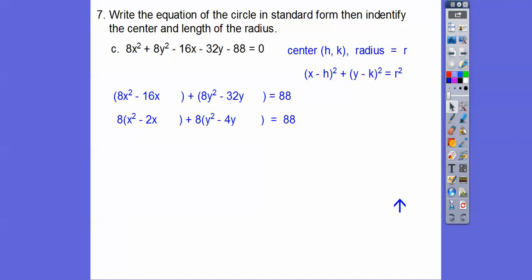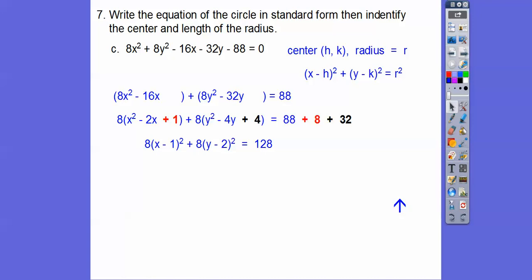Now we can complete the square as long as that's a 1x squared. Half of 2 is 1, 1 squared is 1. So we're going to do plus 1 in there, but we're actually doing plus 8 times 1, or plus 8, so we'll add 8 on that side. Similarly, half of 4 is 2, 2 squared is 4. So we'll do a plus 4 right here, but we're actually adding 8 times 4, so plus 32 over here. And then that factors to that.